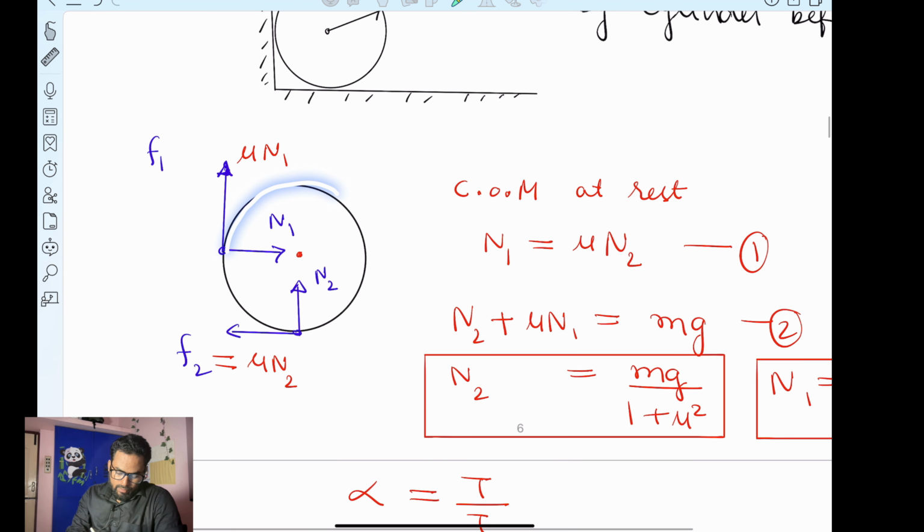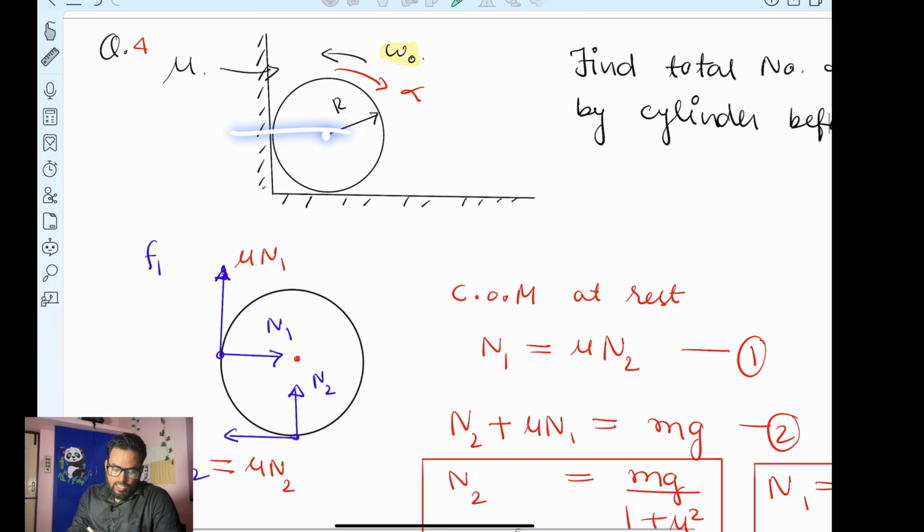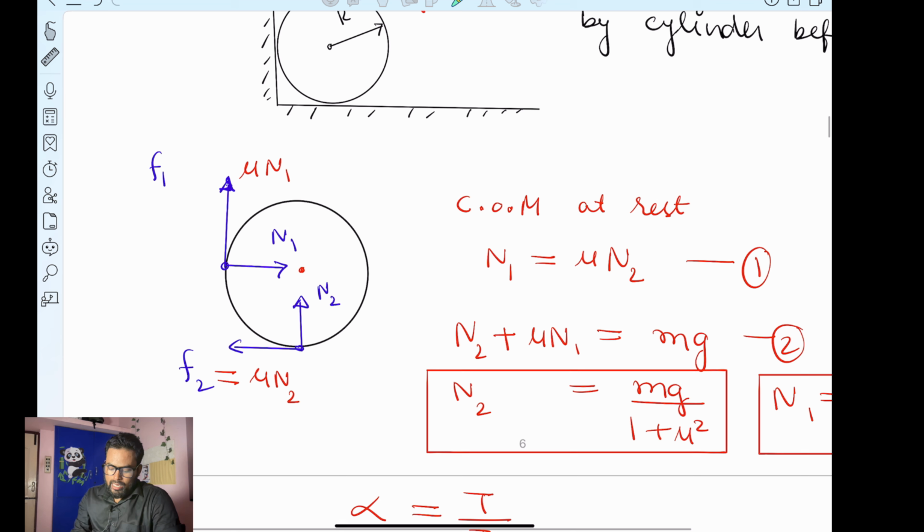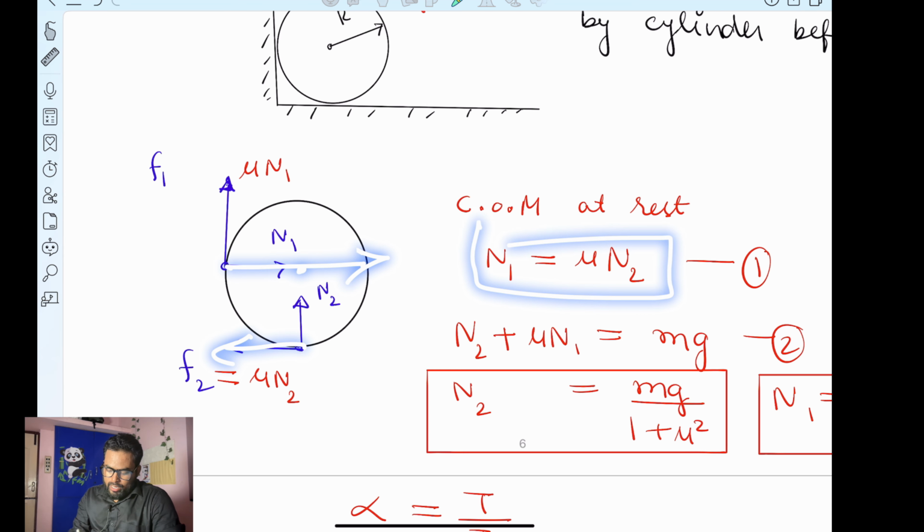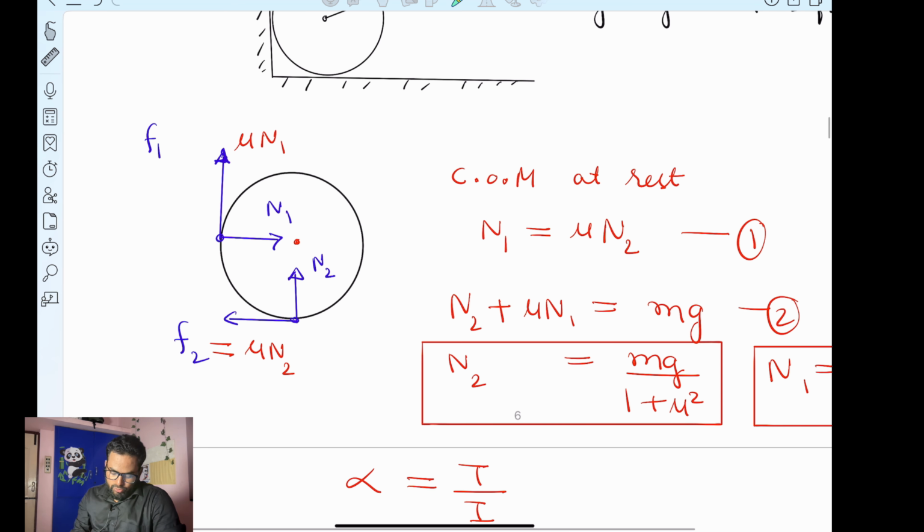Okay, so this is the free body diagram. On this end, the force in the upward direction would be mu times normal, because the contact point is slipping, which means kinetic friction would act. So mu n1, where this is the normal, and at the bottom the normal upward is n2, so friction would be mu n2. Obviously at the corner it is not going anywhere, so the center of mass must be at rest. So this force n1 should be equal to mu n2.